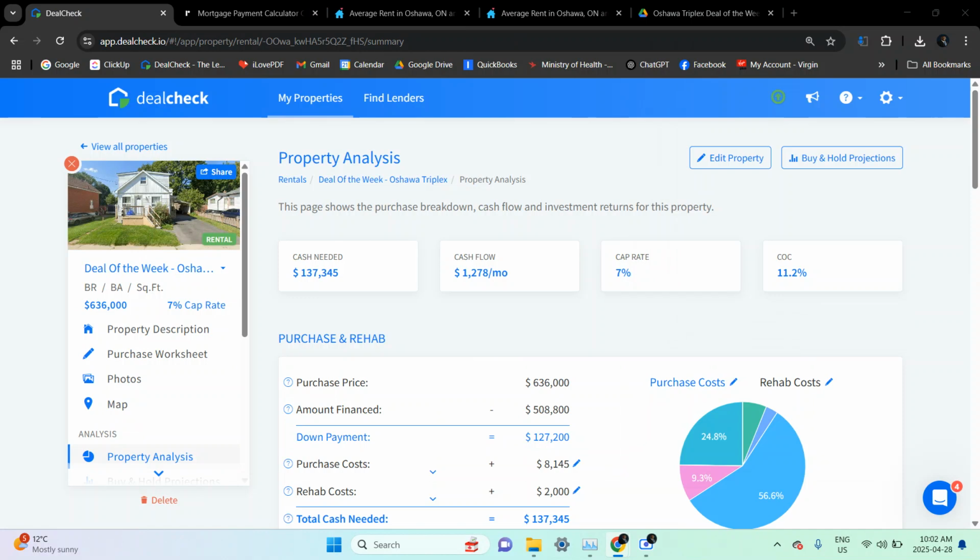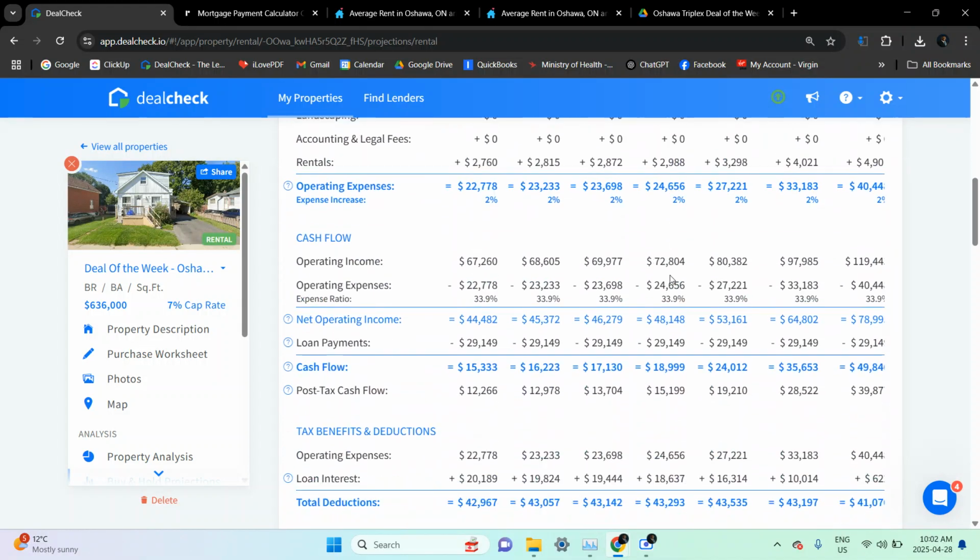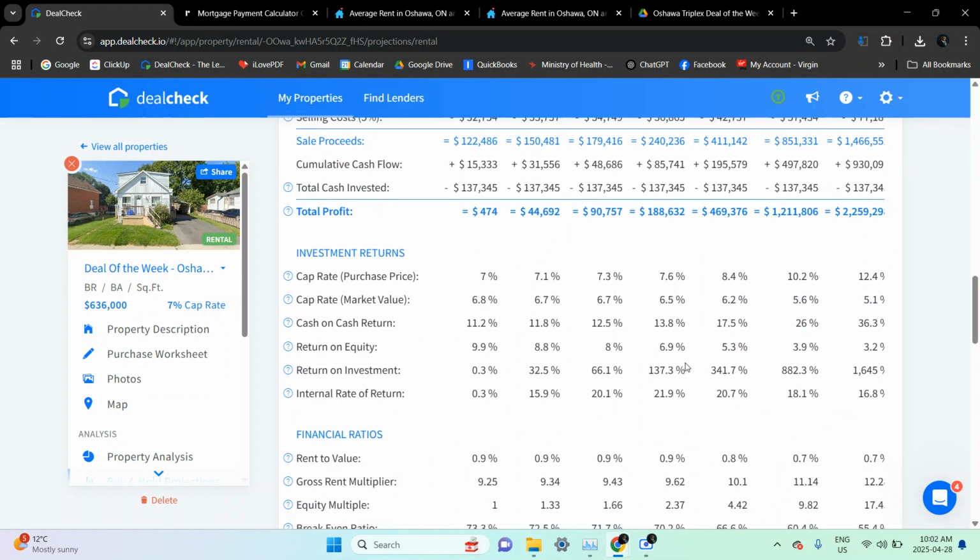So you're going to be at about $137,345. I'm just typing the numbers in on another screen. Cash flow is going to be $1,278. Your cash on cash is going to be 11.2%. What else? Your ROI in year 5, that's this calculator here, is going to be 137.3%, and your IRR is going to be 21.9%. So I'll bring that back in so you can take a look.